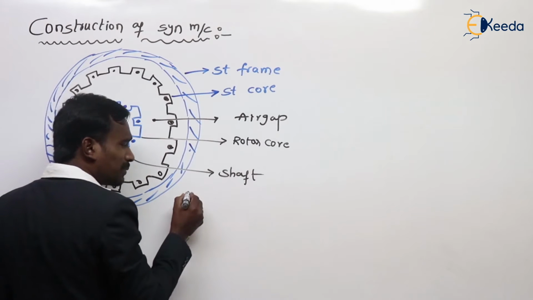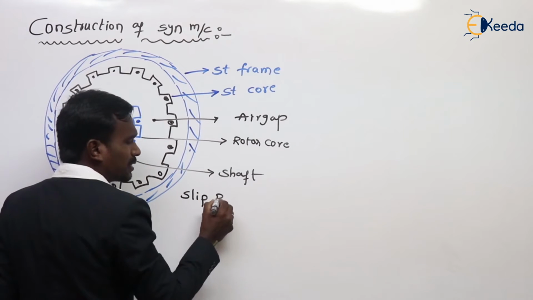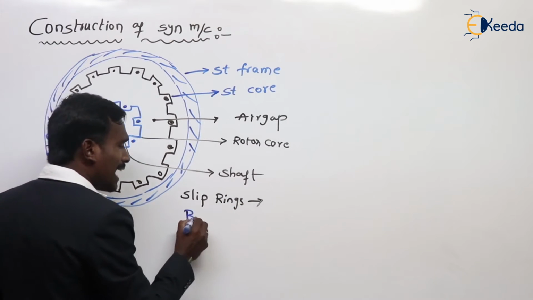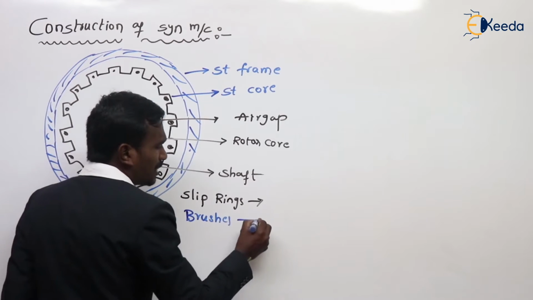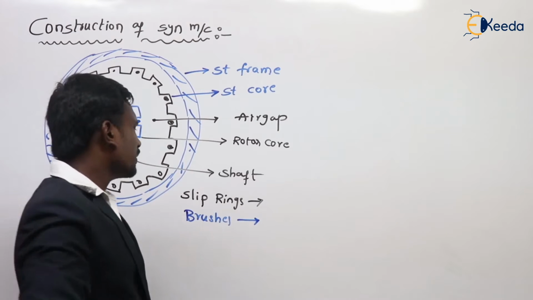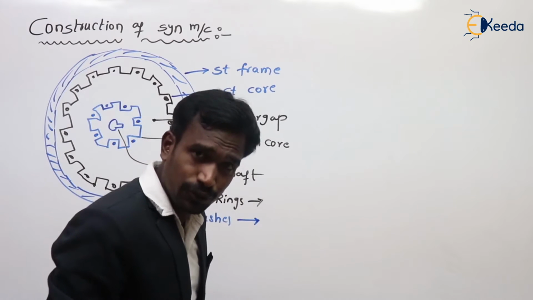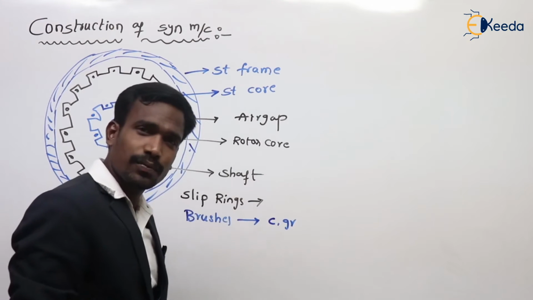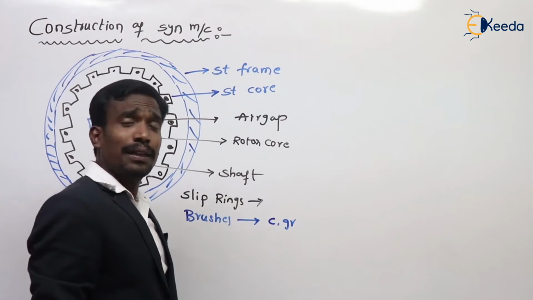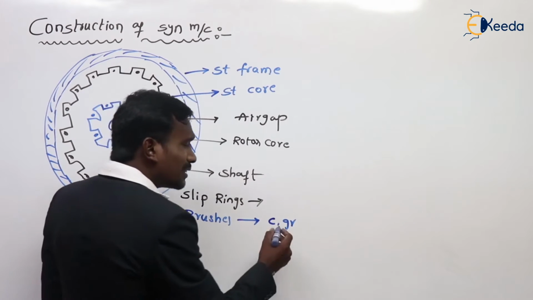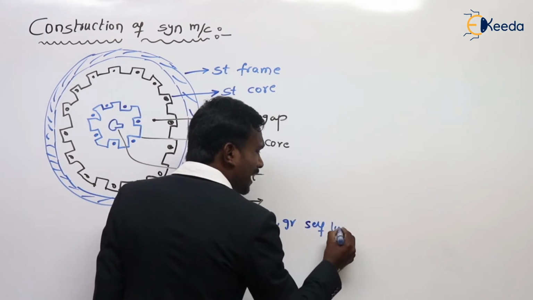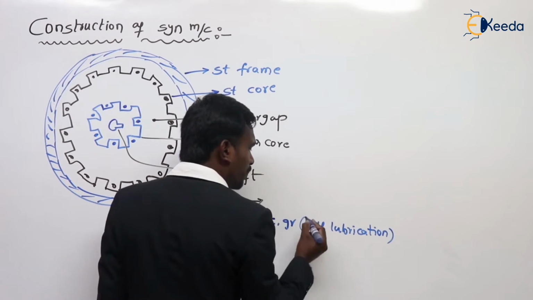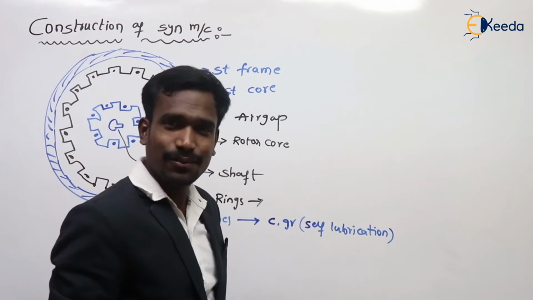Of course, apart from this, we have slip rings, and we have brushes. Can you tell me what brushes are made up of? The brushes are made up of carbon or graphite. Why are we using only carbon and graphite? These have a self-lubrication property. That's why we prefer carbon or graphite.